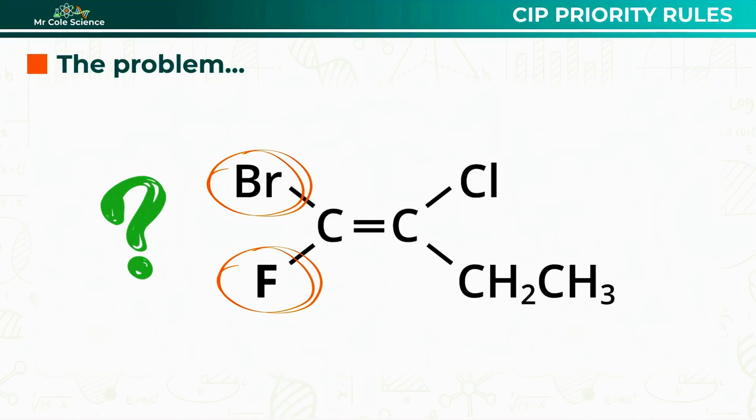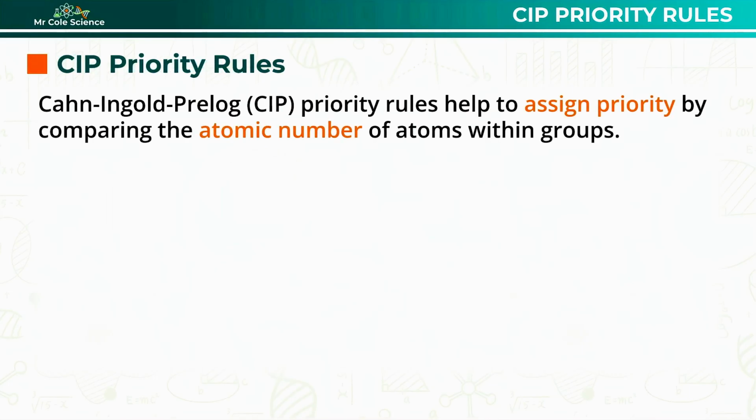Well, that's where the work of three brilliant scientists, Cahn, Ingold and Prelog, comes into play. The Cahn-Ingold-Prelog or CIP Priority Rules help us to assign priority to groups attached to the carbon-carbon double bond. This is done by comparing the atomic number of different atoms in the groups. And this introduces our first ridiculously common mistake. For some reason, students are obsessed with wanting to compare relative atomic mass numbers, and that's completely the wrong thing to do. It's the atomic numbers that we compare. So let's have a look at these rules in more detail.